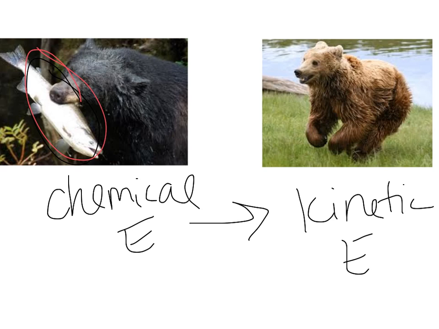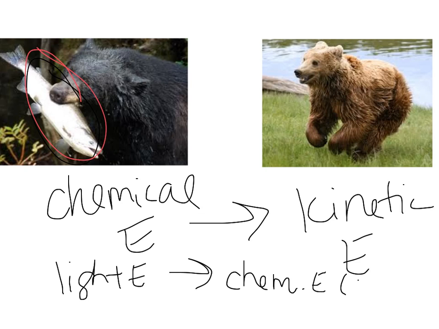The energy was not created so it could run. The energy was not destroyed from the fish. It was converted from chemical to kinetic energy. Think about a plant. A plant is going to take light energy and convert that light energy into chemical energy. It's going to convert it into glucose. And so again, it's not destroying the light energy. It's not creating glucose from scratch. It's converting that light energy into chemical energy.